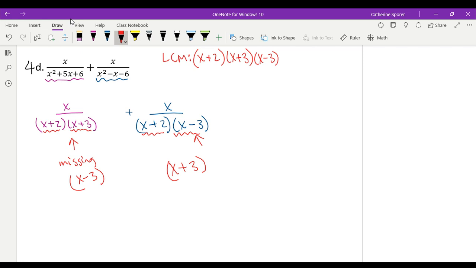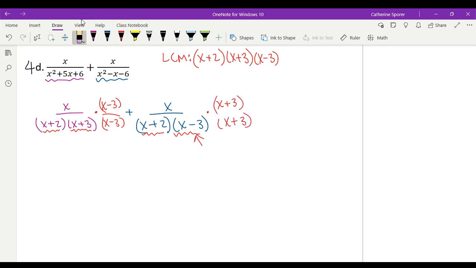multiple. So to get the x minus 3 in this first fraction, we want to multiply by x minus 3 over x minus 3, because that's what it was missing. And then to get the least common multiple in the second fraction, we want to multiply by x plus 3 over x plus 3. And then we would have the same denominator in both. It's okay that they're in different orders.